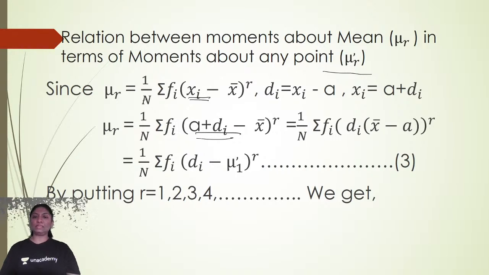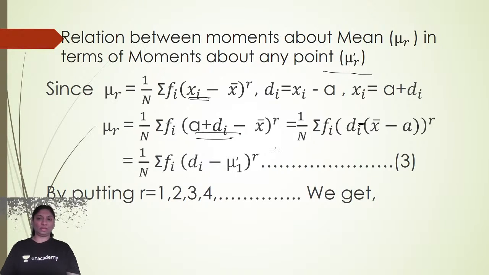now see a plus di, I am taking di outside, so that you will get x bar minus a. Okay, so that you will get x bar minus a. So x bar minus a bracket raised to r, which implies 1 upon n into summation of fi into di minus mu1 dash. This is nothing but di minus mu1 dash. I am here writing minus sign. Okay, here di minus x bar minus a bracket raised to r.